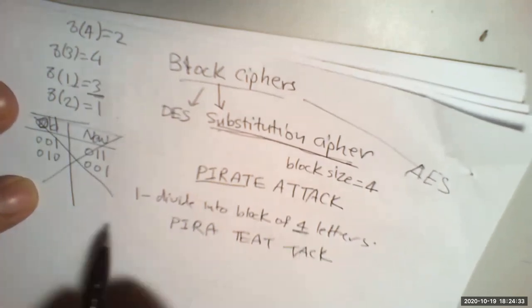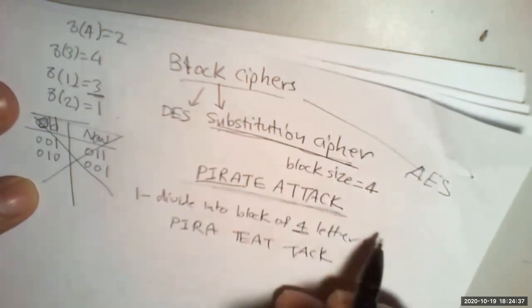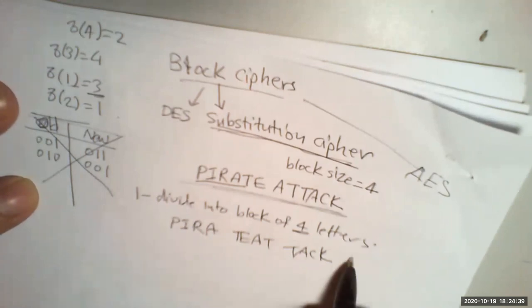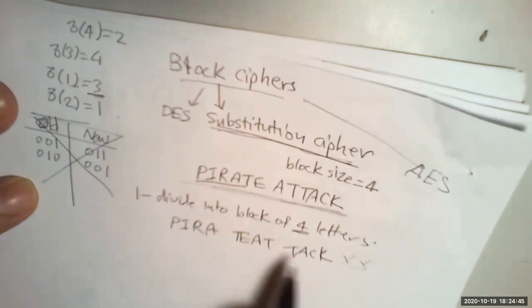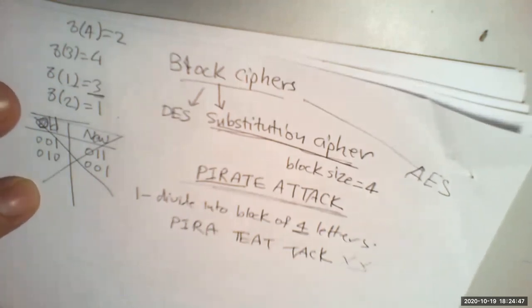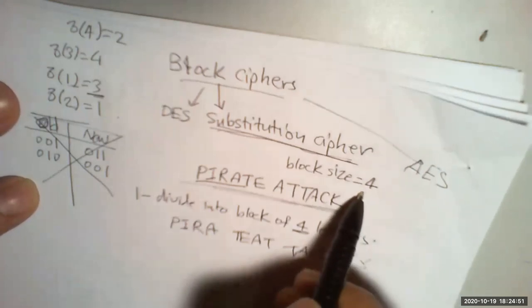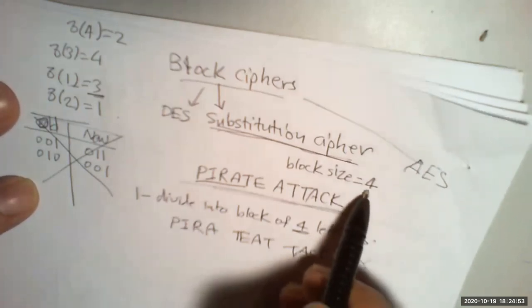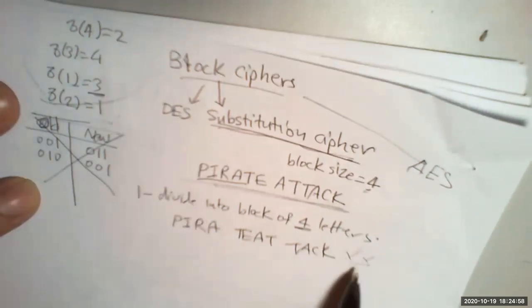If the number of letters is not divisible by 4, you can add dummy letters like X-X-X, or A-A-A, or whatever, but this must be added to the algorithm too, because it is going to be part of the key. Block size is a key. This is the first part of the key, this is the second part, and the dummy letter should be added too.